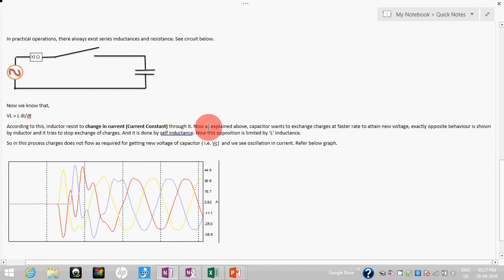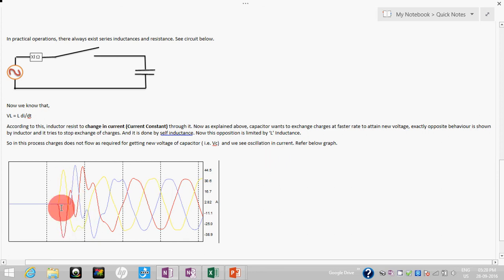That means, according to this, an inductor resists change in current; it wants the current through it to be constant. As explained above, a capacitor wants to exchange charges at a faster rate to attain a new voltage. Exactly the opposite behavior is shown by the inductor, and it tries to stop the exchange of charges by self-inductance. This opposition is limited by L, that is, inductance. So in this process, charges do not flow as required for getting a new voltage on the capacitor, and we see oscillations in current. I refer to the graph below.